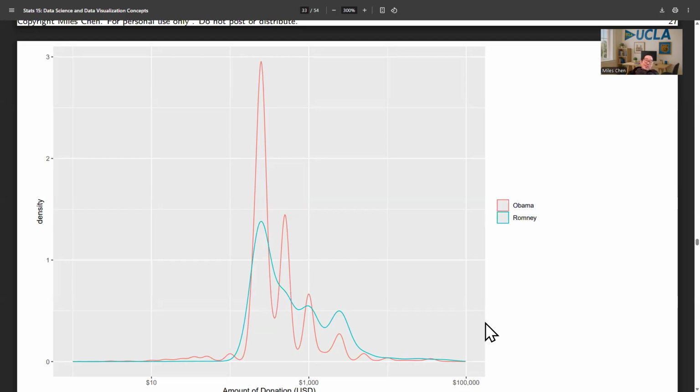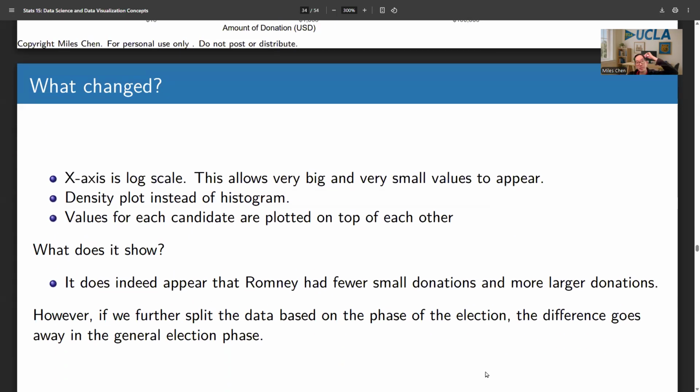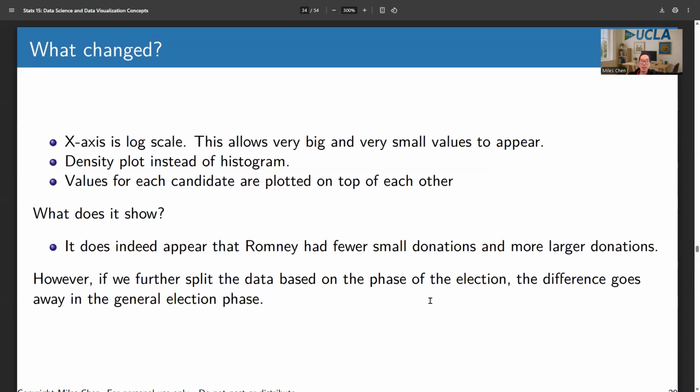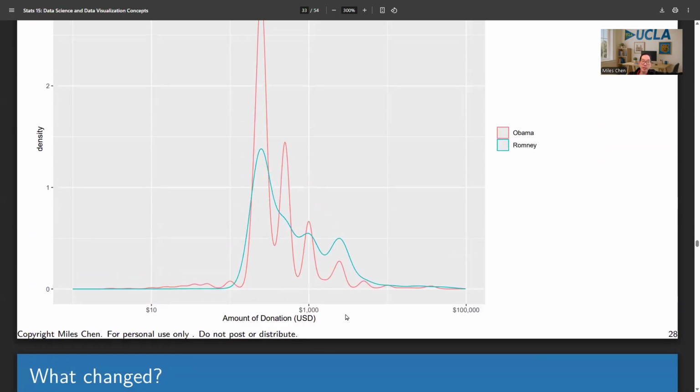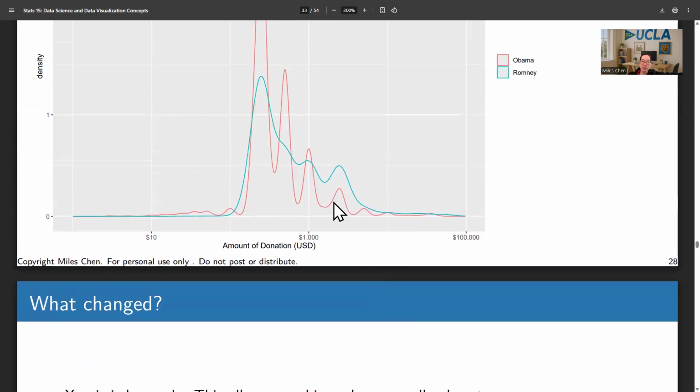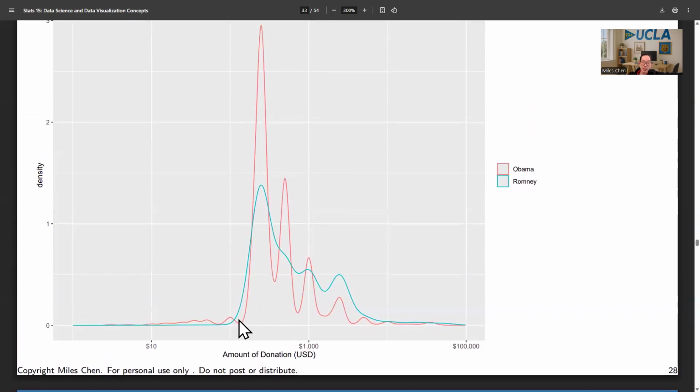So, does it really support that narrative? A little bit, right? Indeed, it does appear Romney had fewer donations under $1,000 and more donations above $1,000 compared to Obama. This is probably a donation of $100, maybe donations of like 50 and 40 and $20. Even at this low end, you have not a ton, but Obama has more donations between 10 and $100, whereas there were very few donations between 10 and $100 for Romney.